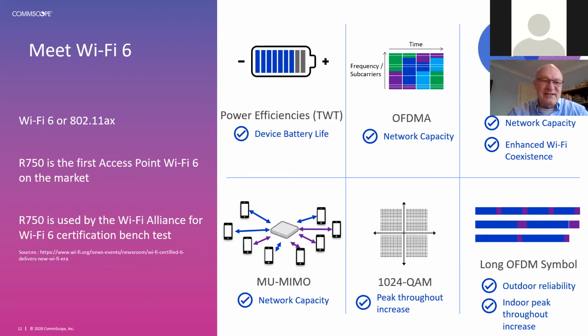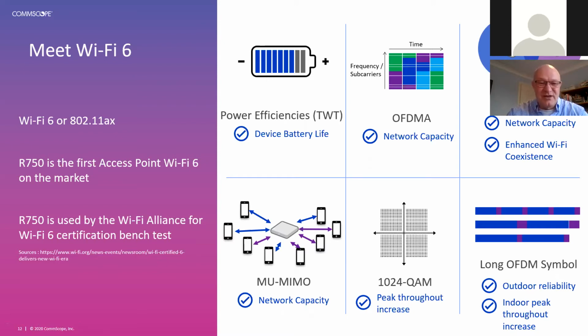So Wi-Fi 6 or 802.11ax gives us a number of benefits we'll go into in a moment. Ruckus were first to market with the R750 access point, which has been around for a while now. And the R750 was the first one to be used as the certification access point for clients by the Wi-Fi Alliance.